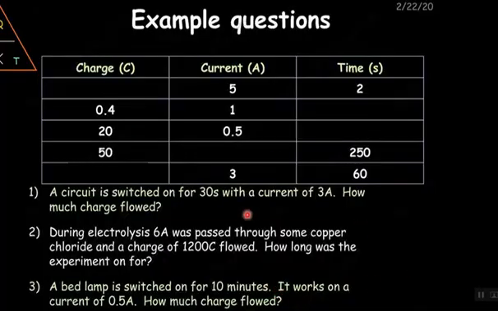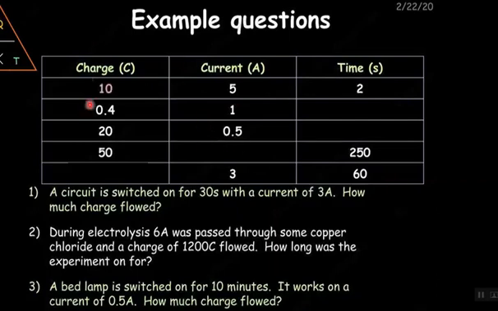Now we'll be looking at a few questions here. We've got our triangle here in the top left-hand corner, so we can go ahead. Firstly, if I want to calculate the charge from the current and the time, the charge is I times T, 5 times 2, and that gives me 10.